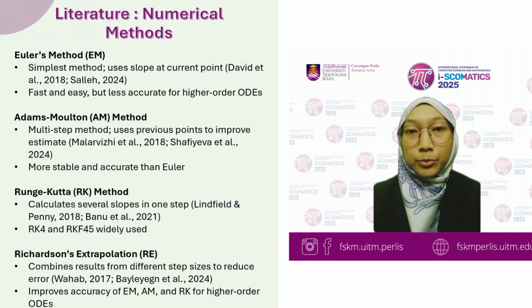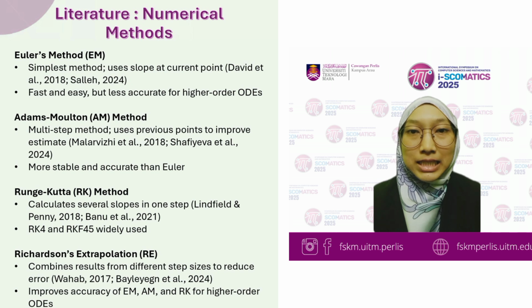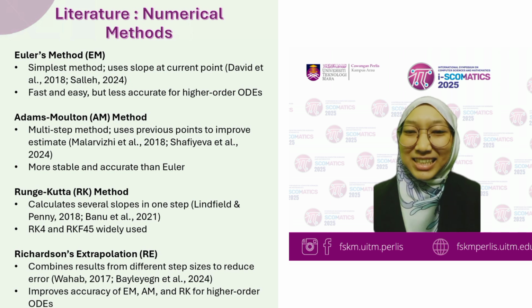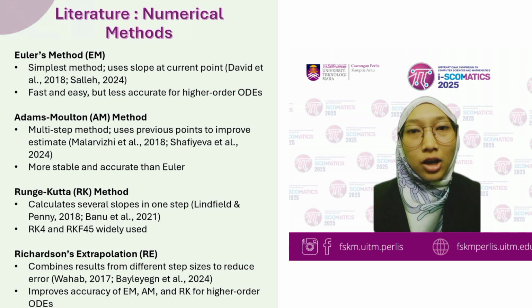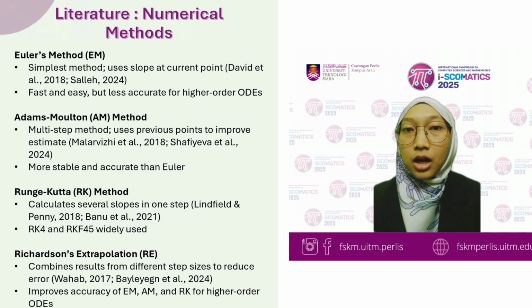In terms of numerical methods, first, we have the Euler method, EM. This is the simplest method as it only uses the slope at the current point to predict the next value. It is very fast and easy to implement. However, based on the literature such as David et al. 2018 and Saleh 2024, Euler's method is generally less accurate when applied to higher order differential equations.